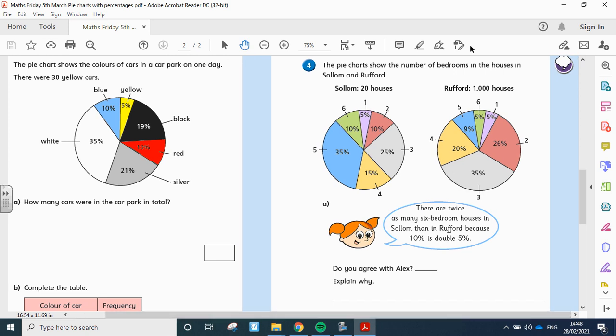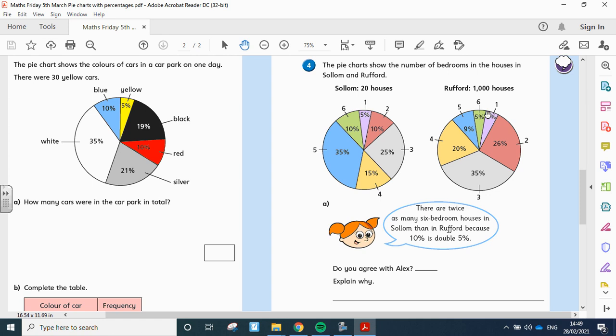Number 4, the pie charts show the number of bedrooms in the houses in Sollum and Rufford, wherever those two places might be, if they exist. So Alex is saying there are twice as many 6-bedroomed houses in Sollum than in Rufford, because 10% is double 5%. So we've got Sollum over here. 6-bedroomed house, 10%. 6-bedroomed house, 5%. So she's saying there's twice as many.